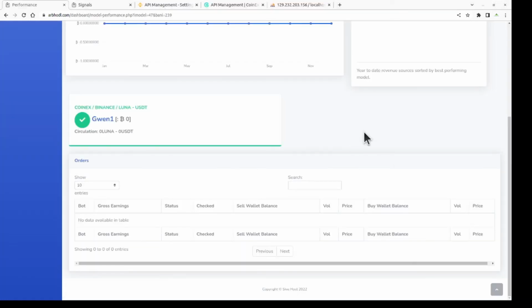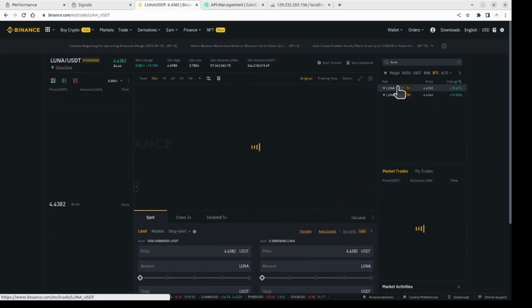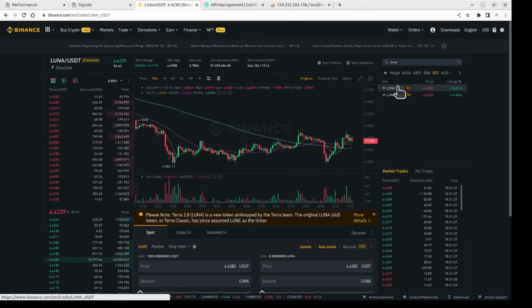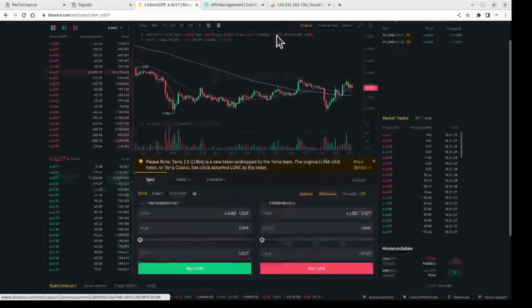Then click on Create Bot. Then restart your bot to apply the changes. So as you can see, the orders table is still empty for this bot. And the reason is that the Luna is 0 at Binance because we put in a fictitious order earlier when calculating the minimum amount per order allowed.